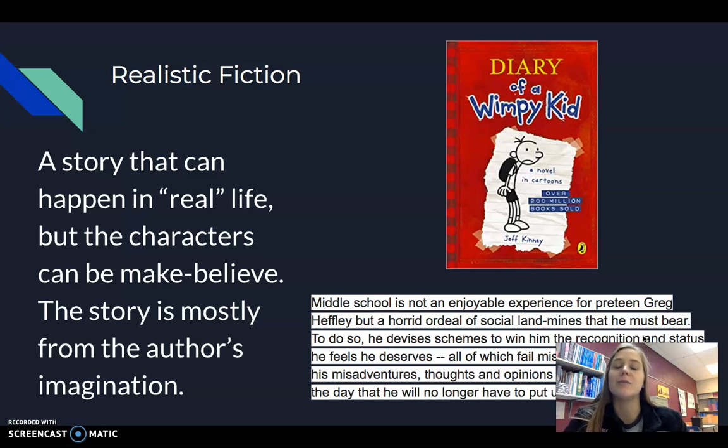So Greg is a completely made-up character, but everything that happens in the story could happen in real life. So this is realistic fiction. Right now, you need to go fill in your realistic fiction notes.